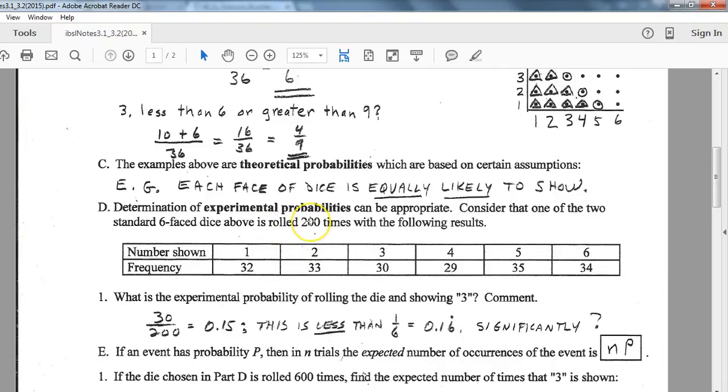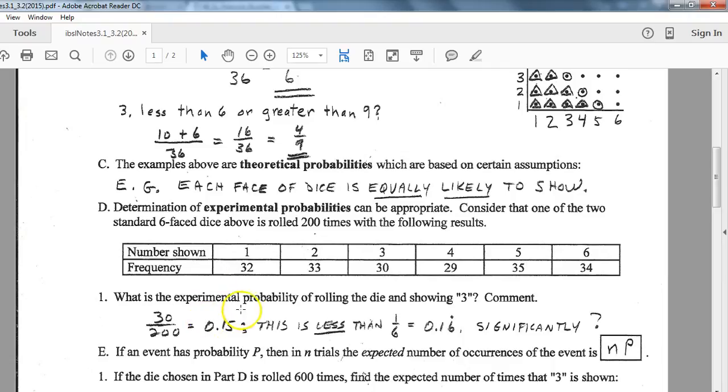If I conducted this experiment 200 times and I got these outcomes, so I got 32 ones, 33 twos, and so on. If you were to perform the same experiment and do this 200 times, yours would most likely be different than mine. And so these are just results based on an experiment that was conducted. Notice this is not playing out exactly the way you would expect. Based on theoretical probability, I would get the same number of ones as twos, threes, fours, fives, and sixes. These would be equal values, based on theoretical probability.